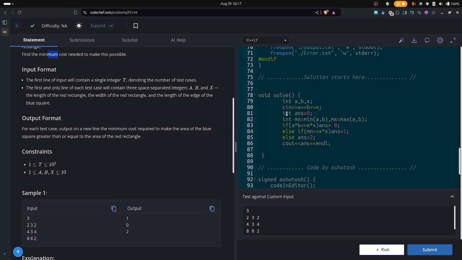So what we just did: we first find the minimum and the maximum, and if this condition was already true, then our answer is 0. But if this condition is not true, then first we try to convert the maximum value into 1. If the maximum value gets converted to 1, then our new area will be 1 times the minimum value. So we check if the minimum value is less than or equal to x times x, and if that's the case, then our answer is 1. Otherwise we have to change the dimensions of both a and b. So in that case our answer will be 2.